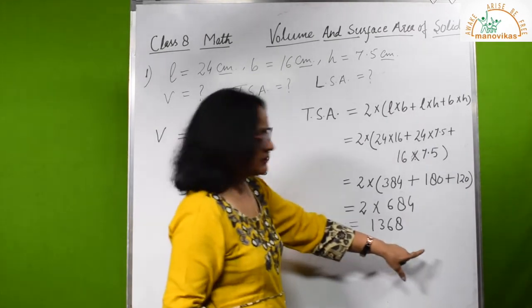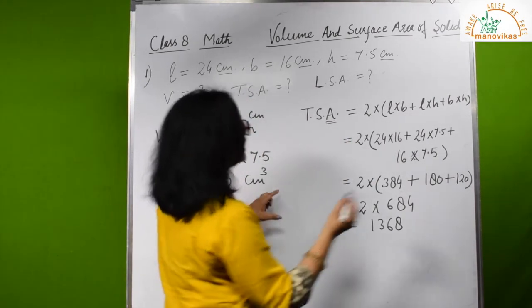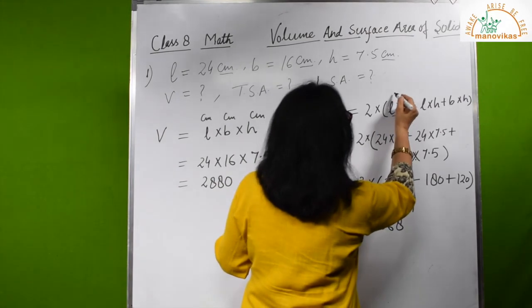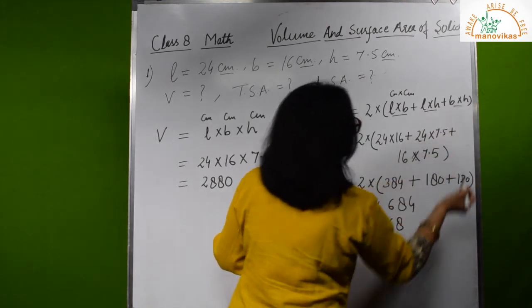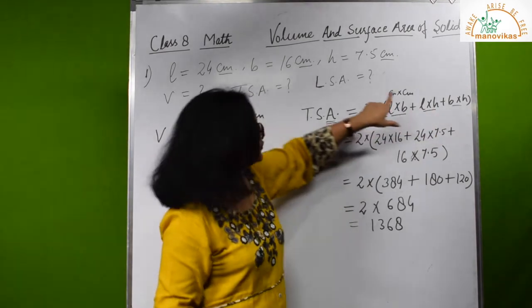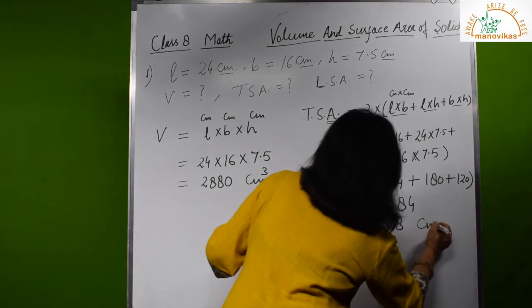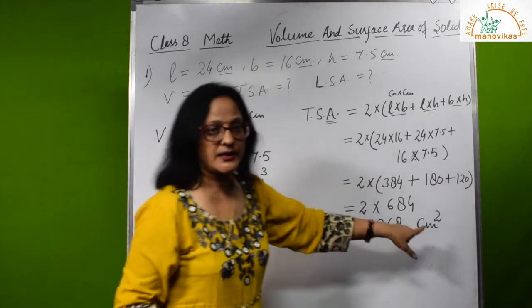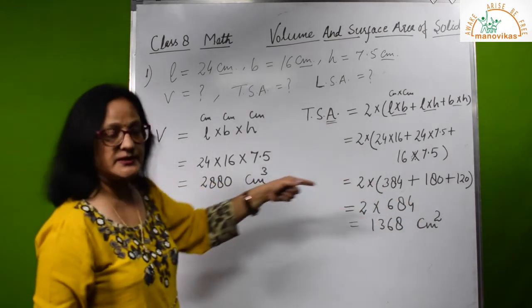Now, what will be the unit here? Area is a two-dimensional quantity. How is it two-dimensional? How many dimensions are you multiplying here? Here you are multiplying length into breadth, 2 dimensions, centimeter into centimeter, length into height 2 dimensions and breadth into height 2 dimensions. So in this formula you are multiplying 2 dimensions. So 2 centimeters you are multiplying here. That means the unit of the total surface area will be centimeter square. So remember, always the area unit is centimeter or meter square.